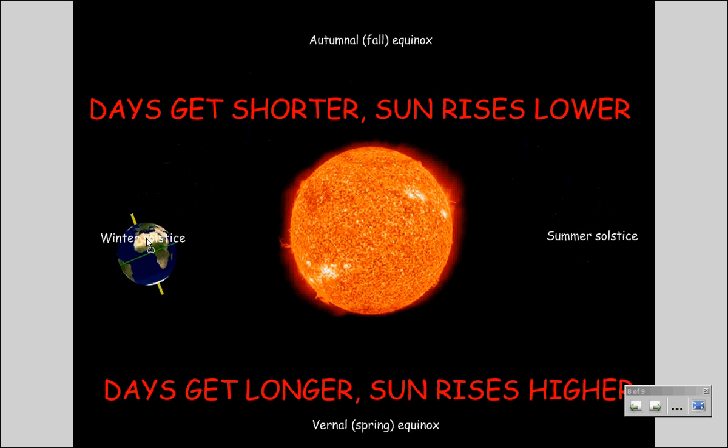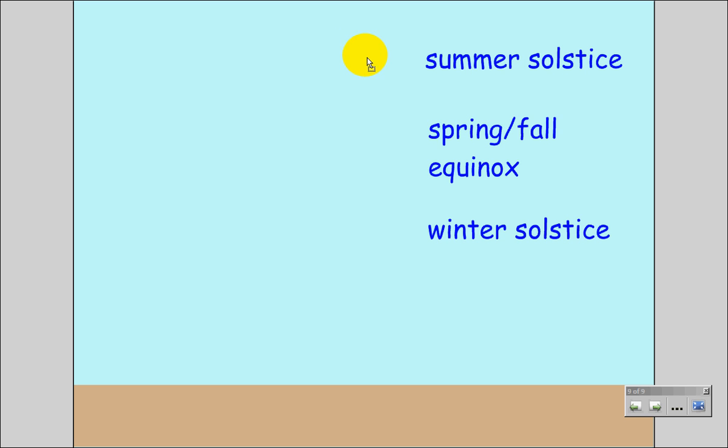going from the summer solstice to the winter solstice, the days get shorter, the sun rises lower in the sky through this portion of the orbit. After the winter solstice, remember the winter solstice is the shortest day of the year, the days get longer and the sun rises higher in the sky. So if you look at the summer solstice, when I say higher in the sky, the sun rises in the east and sets in the west. So at the summer solstice, that sun will be in its highest position.